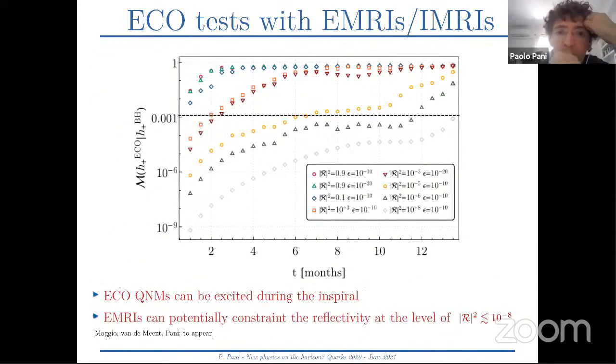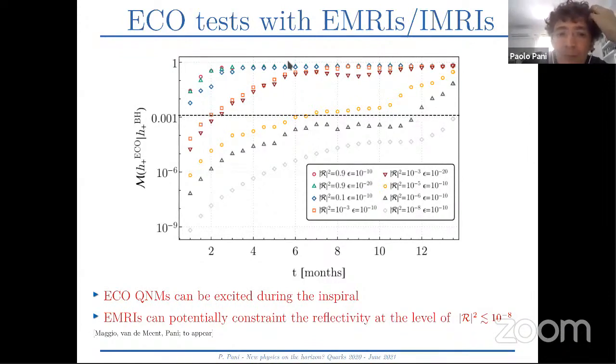And let me just close with one example of a very recent paper that will appear probably next week. In this paper with Elisa Maggio and Martins van der Ment, we are studying the differences between an object that is Kerr or an object that has some reflectivity. What I'm showing here is the mismatch between the two waveforms computed in LISA for a given amount of observation time. And this line here roughly corresponds to when the two waveforms are indistinguishable. So if you are below this line, there is no hope to distinguish them.